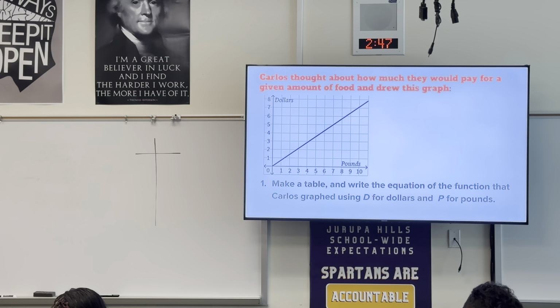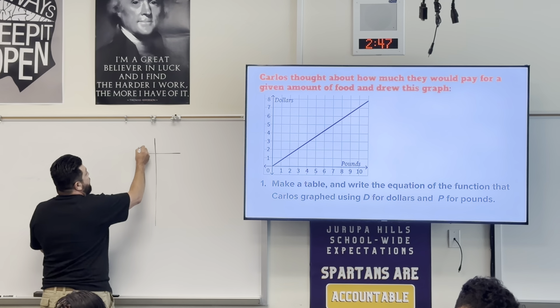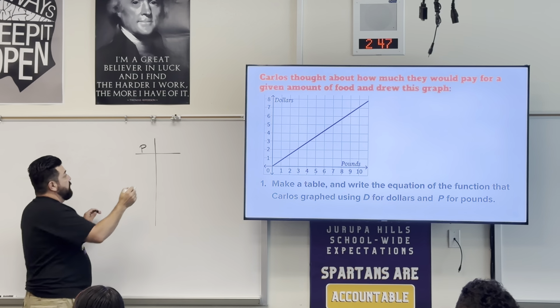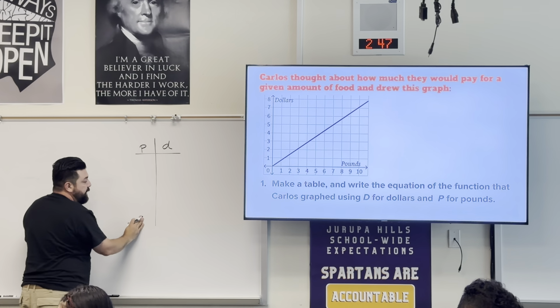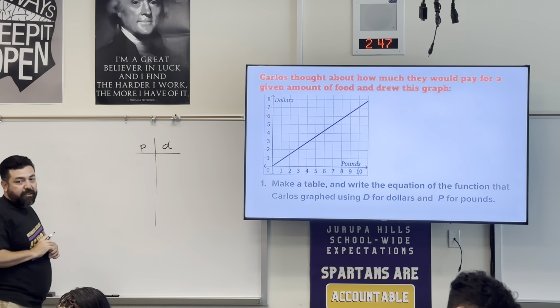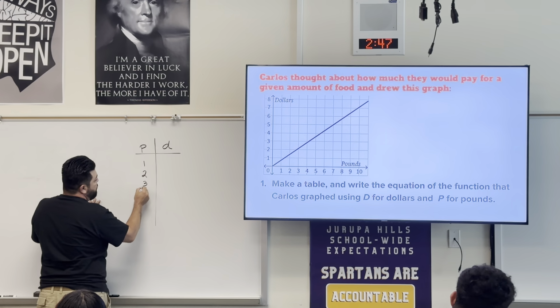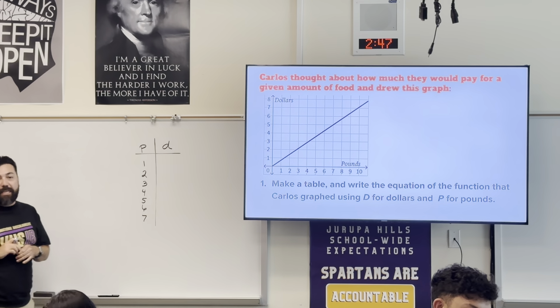We have pounds as input. Okay, so pounds are the input. So then D for dollars for output? Okay, good. Now, what numbers do you have for your inputs? Just read me the numbers that are in your table. 1, 2, 3, 4, 5, 6, 7. Perfect. 1, 2, 3, 4, 5, 6, 7. I would have done exactly the same thing.